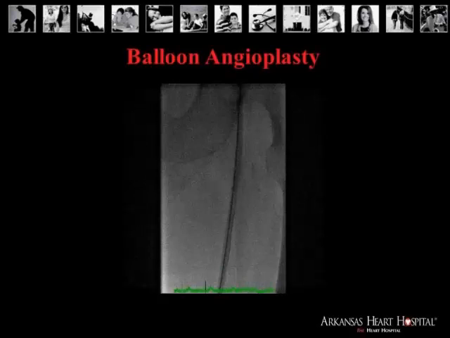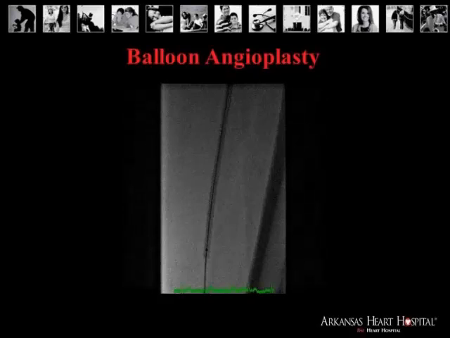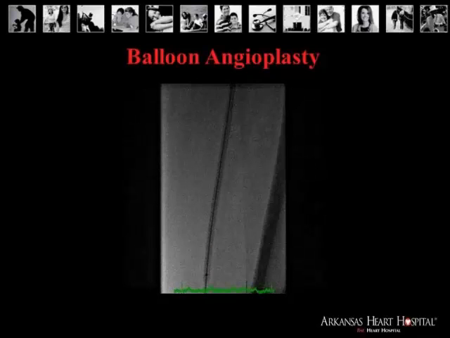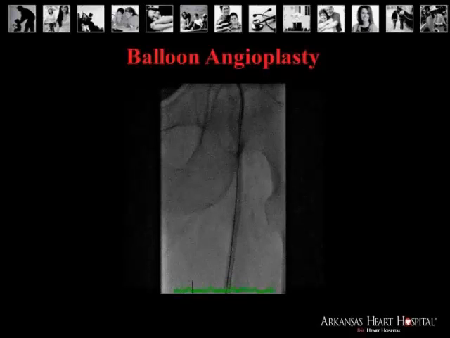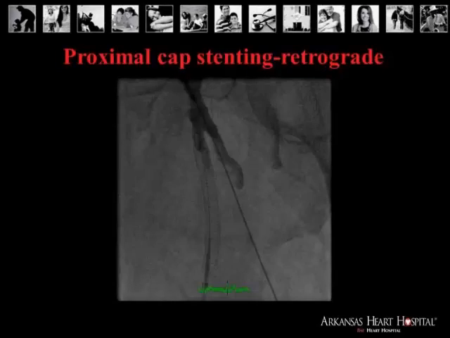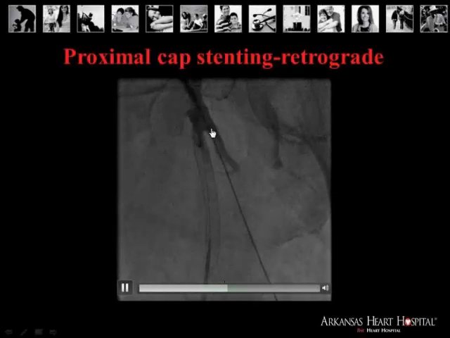At this point, I ballooned the entire SFA segment. I had previously ballooned the posterior tibial artery with a 2.5 by 200 balloon. Once I had my wire placed from the retrograde fashion, I was able to deploy a 5 by 100 Supera at the distal cap, and here we see the ostium of the profunda and the ostium of the SFA with the Supera placement. We were then able to place that 5 by 100 Supera.